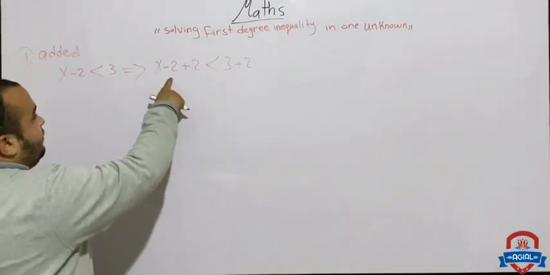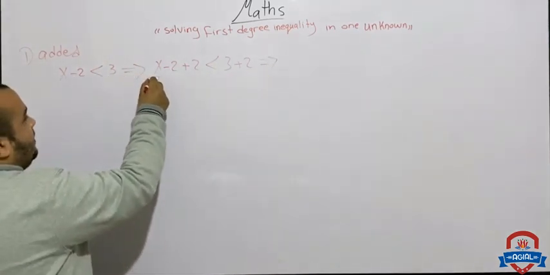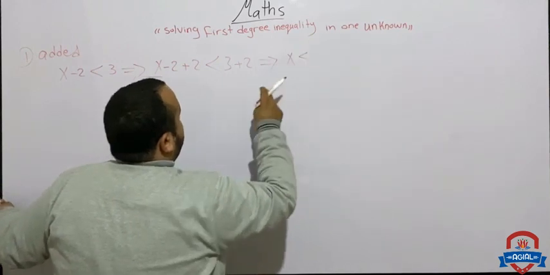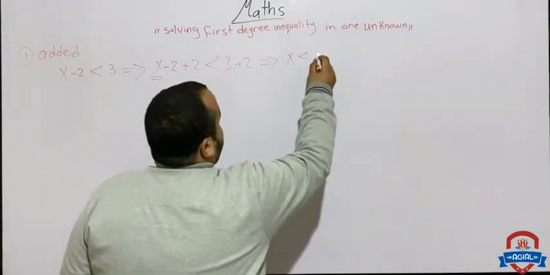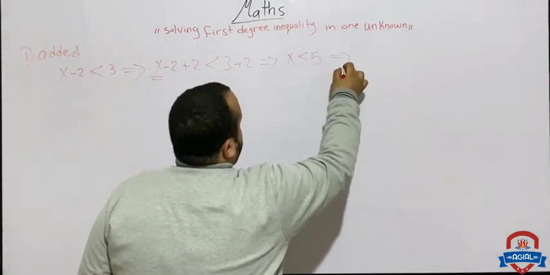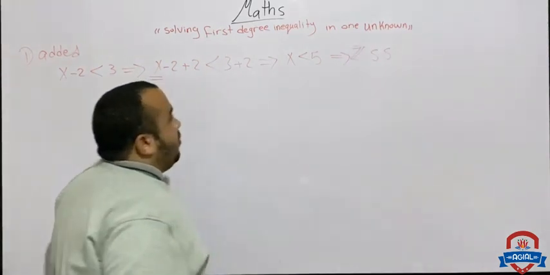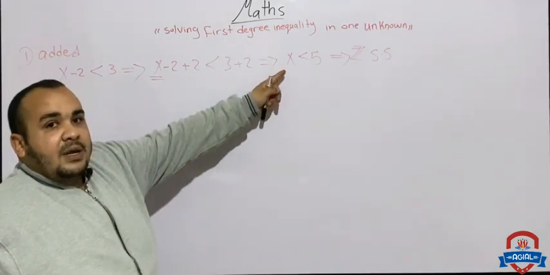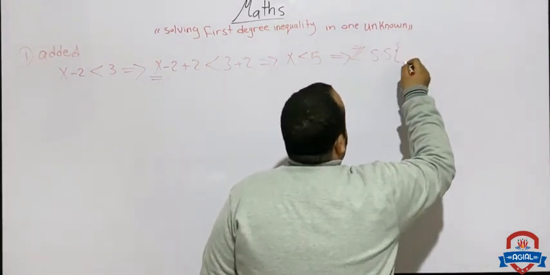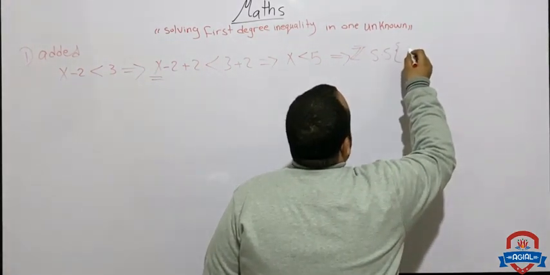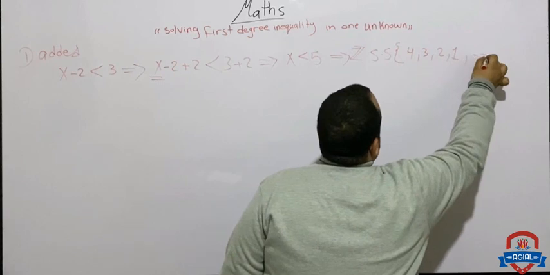Negative 2 plus 2 equals 0. So the left hand side equals x, and the right hand side equals 3 plus 2, which equals 5. So in the set of integer numbers, the solution set of this inequality equals all numbers less than 5. So the solution set equals the set of 4, 3, 2, 1, and so on.